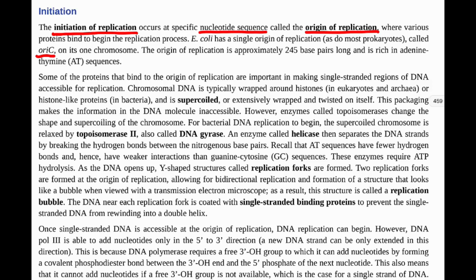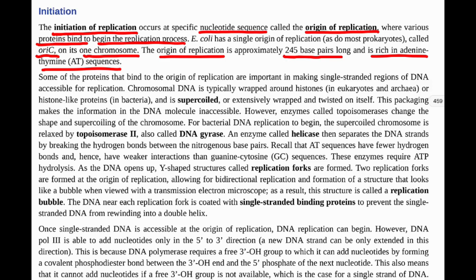In bacteria, we call it ORI-C. It's the origin, that's the ORI part, and then C is for chromosomal DNA. And we see a different origin, of course, for plasmid DNA. So our ORI-C is on its 1 chromosome. This is our origin, and this is where various proteins are going to bind and begin the replication process. The origin of replication is approximately 245 base pairs long and is rich in AT sequences. So there's a lot of adenine and thymine attached together in this one spot, high AT.